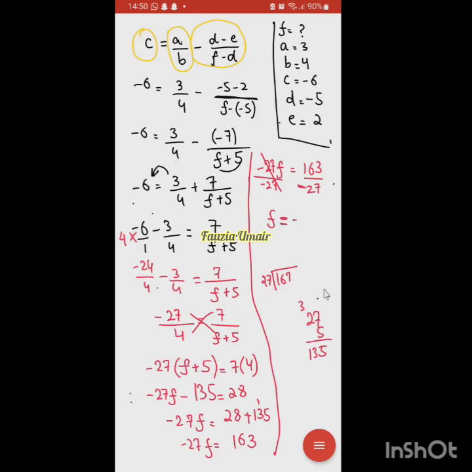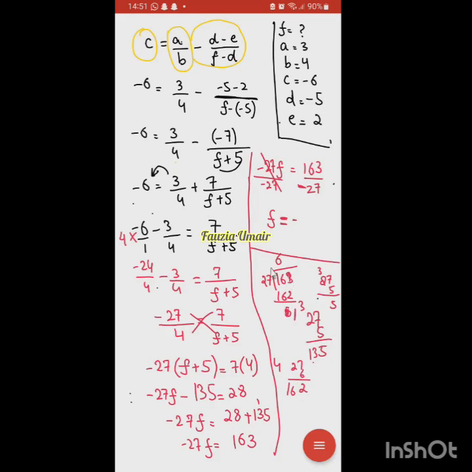So 27 into what? 27 is close to 30, so it may go in 5 times, so let's check with 5. 7 fives are 35, 3 fives are 15, and this gives 135, which we have already done. So let's check with 6. 27 into 6, 6 sevens are 42, so it comes to 162. Ma'am, that is 163. Sorry? That is 163, you have written 167. Oh, it is 163. Thank you for telling me, beta. That is the error.